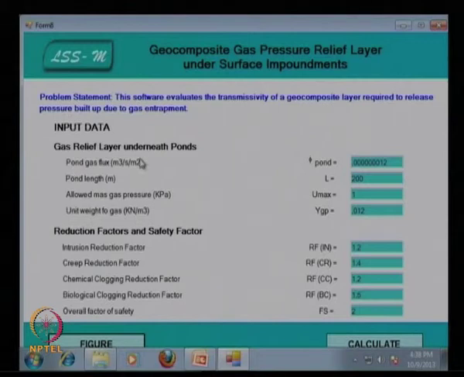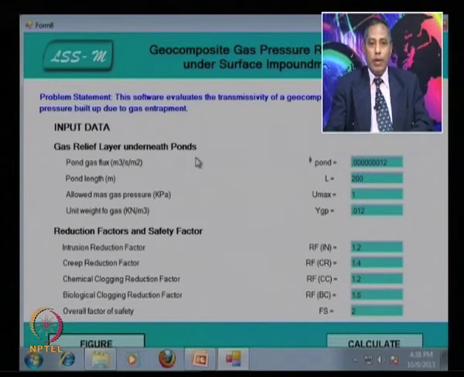Now, input data for the gas relief layer underneath the pond, that is pond gas flux, pi pond is equal to this meter cube per second per meter square, and pond length L is 200 meter, allowable maximum gas pressure U is equal to 3, and unit weight of gas gamma G 0.12 kilonewton per meter. And these are the reduction factors: intrusion reduction factor, creep reduction factor, chemical clogging reduction factor, biological clogging reduction factor, and overall factor of safety. So, this is 1.2, 1.4, 1.2, 1.5 and then 2.